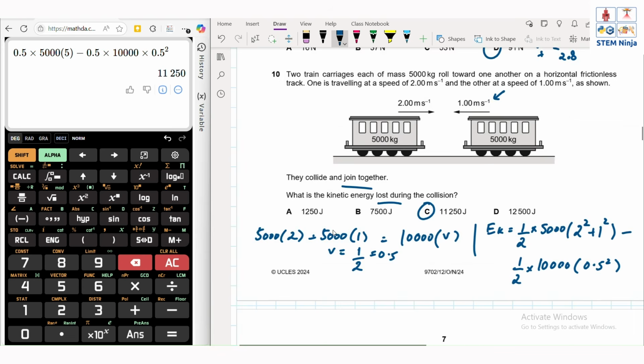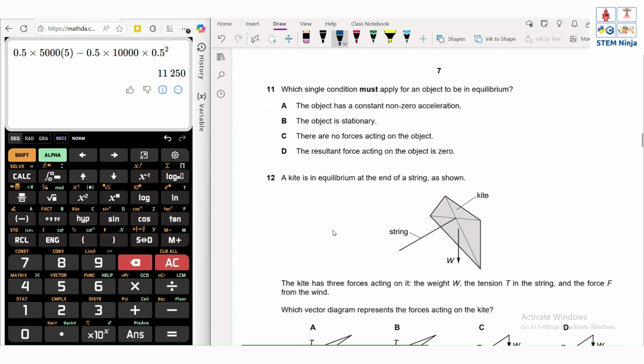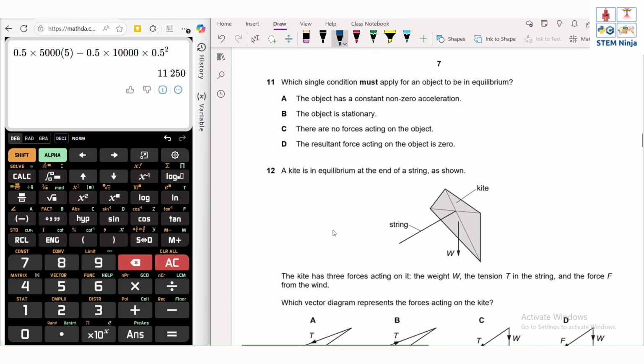All right, moving on. Which single condition must apply for an object to be in equilibrium? The object has a constant non-zero acceleration. No, because acceleration has to be 0. Object is stationary. No. There are no forces acting on the system. No. The resultant force acting on the object is 0. That is the adequate condition over here.